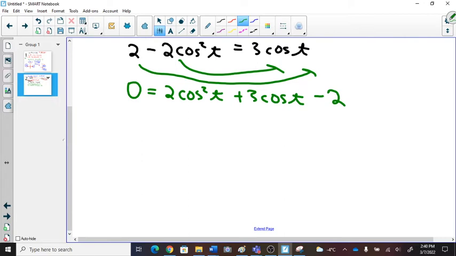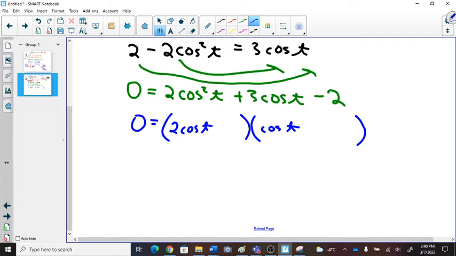Now what kind of work do you think we're going to have? Does this look like it would factor? Complex trinomial? Okay, so if you like, you can do it the long way. I'm going to go 2 cos t and 1 cos t. That's how I get the first unit, right?